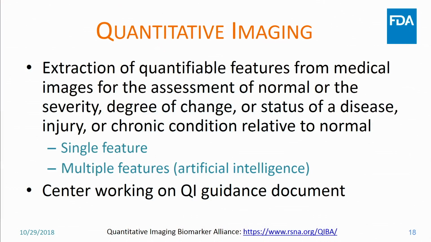What is quantitative imaging? This definition is from the Quantitative Imaging Biomarker Alliance: the extraction of quantifiable features from medical images for the assessment of normal or the severity, degree of change, or status of disease, injury, or chronic condition relative to normal. You can talk about this as a single feature, and I'll talk about volumetrics as one feature, but it could be multiple features, AI, or combinations of features from imaging and non-imaging. The general process is going to be somewhat consistent. We're currently working on a guidance associated with these single biomarker types of quantitative imaging measurements.